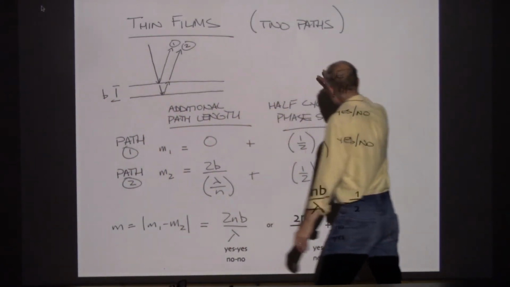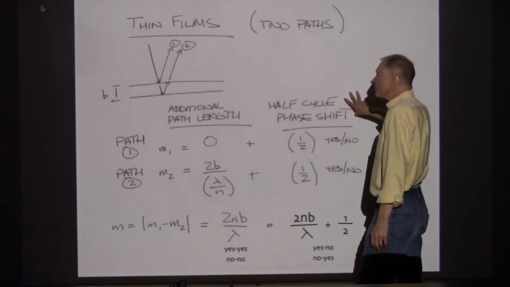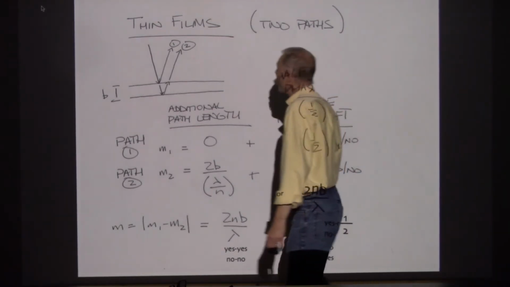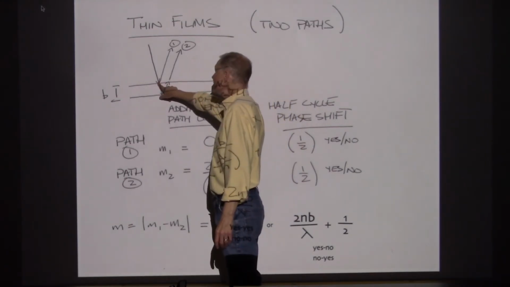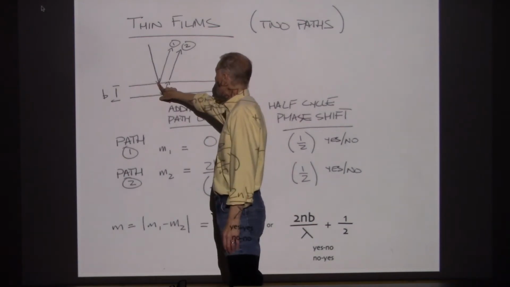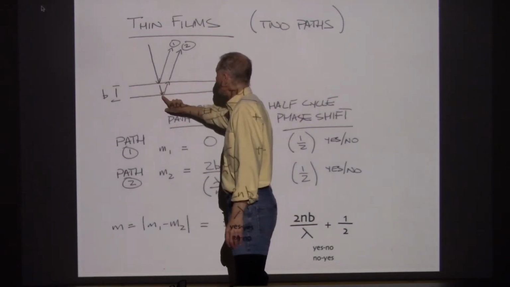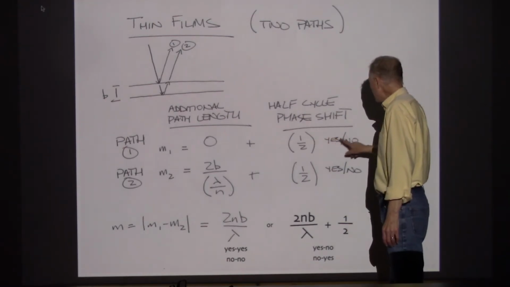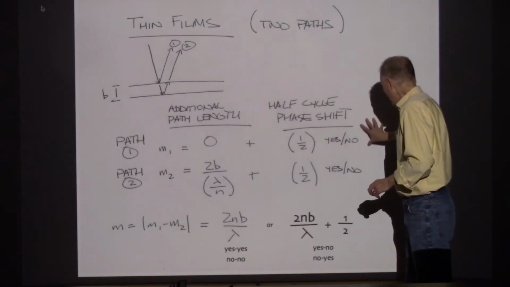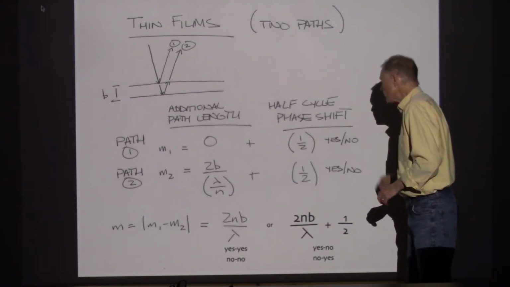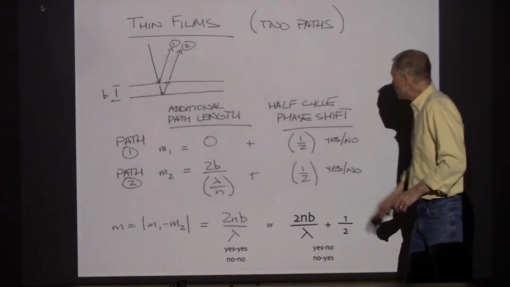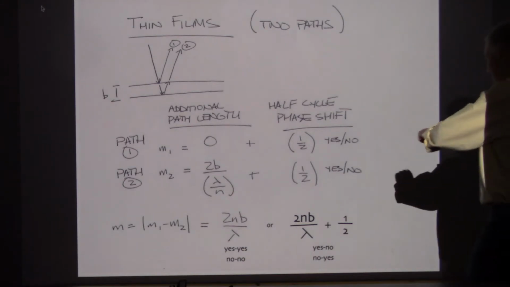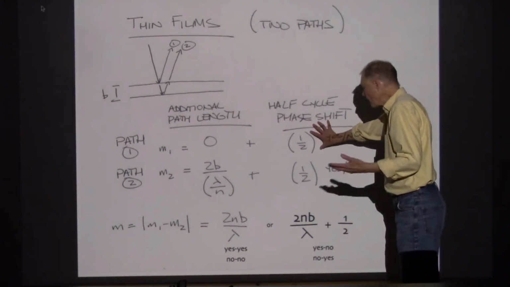Now, there is also this half cycle phase shift when the light reflects. That could be yes or no, depending on the indexes of refraction. So this could be yes or no at the first surface, depending on what the indexes of refraction are on either side, and this could be yes or no. If it's yes, then we want to include a half cycle. If it's no, then we leave that out. That applies for each one of the surfaces. So if it's yes, yes, then the two halves cancel out. If it's no, no, the two zeros cancel out. If it's yes, no, or no, yes, then one of the halves remain.